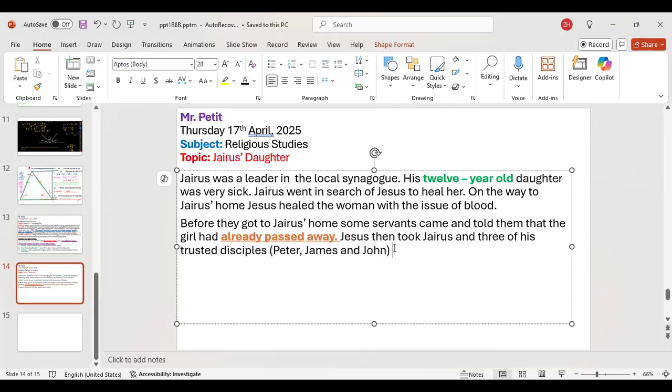Why did he do that? So they could be witnesses. No. Jesus did that because the rest of them lacked what? Faith. They lacked faith. So Jesus then took Jairus and his three trusted disciples into the room, because the other persons that were around lacked faith.